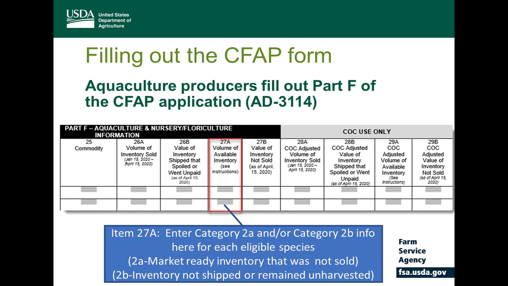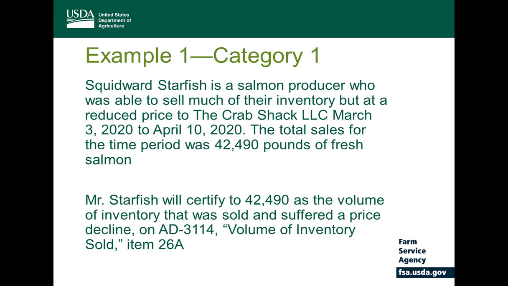if it's aquaculture, it's January 15th through April 15th, and it's that highest inventory number. If it's crayfish, it's crayfish that was not sold by April 15th and will not be sold for the rest of the crop year, or for the rest of the calendar year 2020. So there is a little bit of a difference right there, and just wanted to point that out. And so item 27A is being used to account for two different categories.